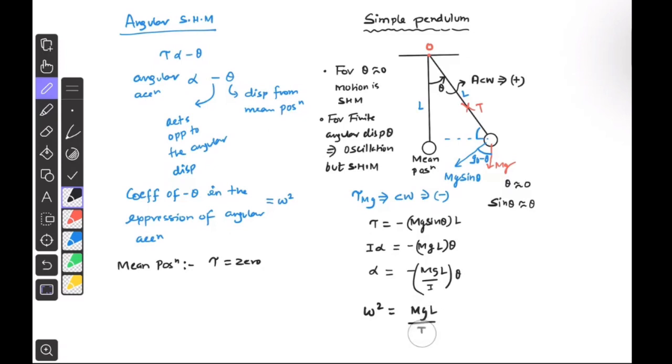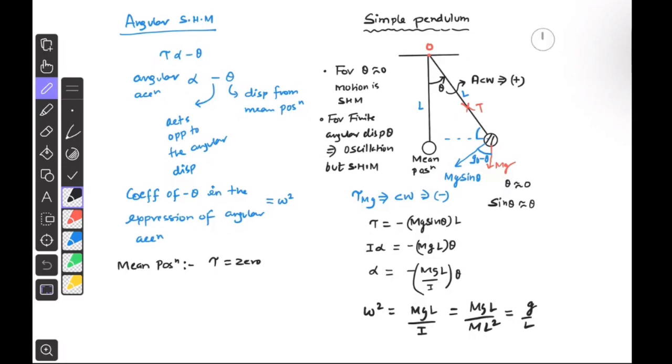And what is the moment of inertia of a point mass connected using a string of length L about O? It will be mL square, since it is m r square and r is L. So mgL by mL square. So one L is gone, m is gone. So it's going to become g by L.